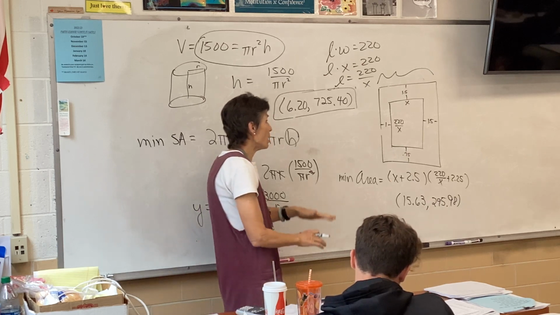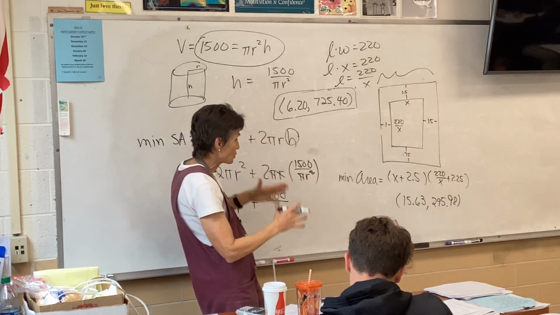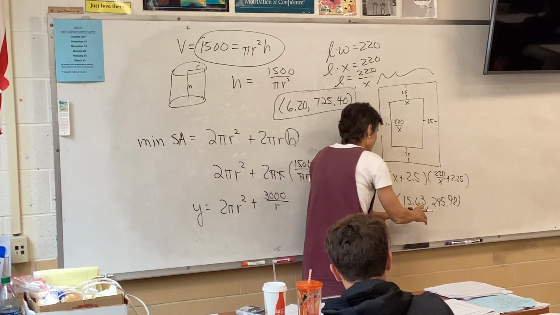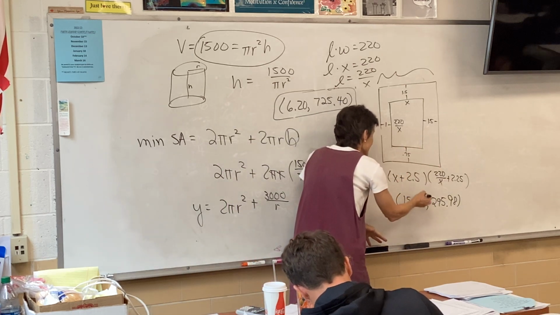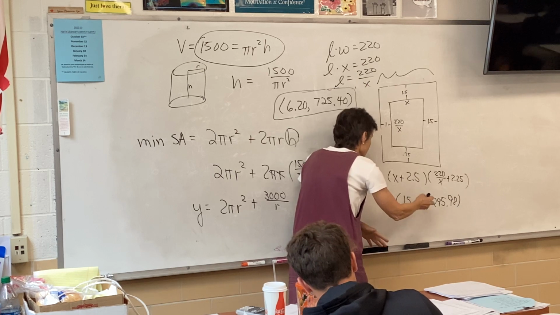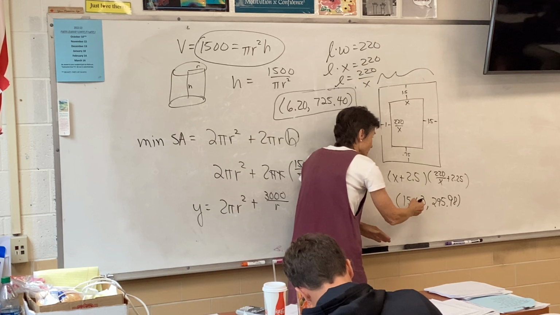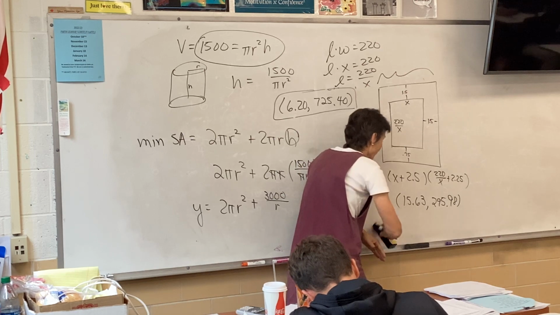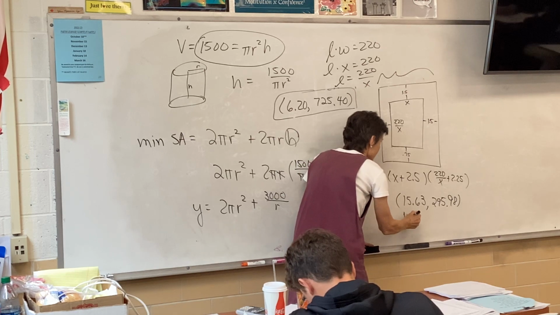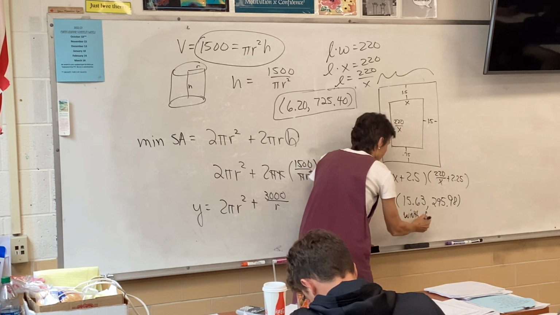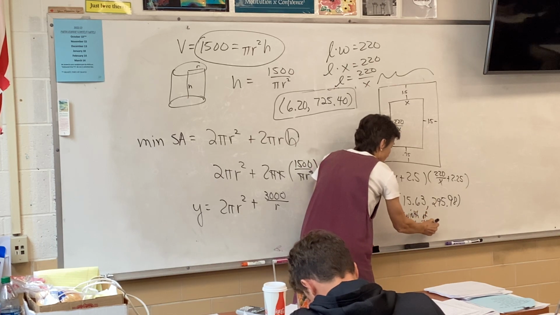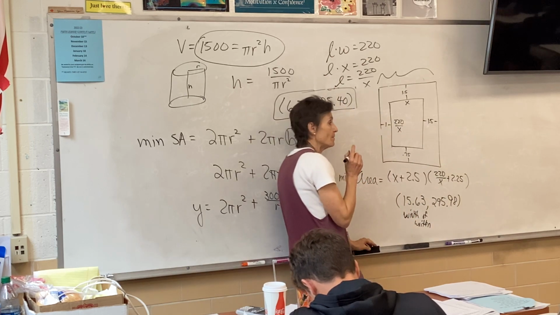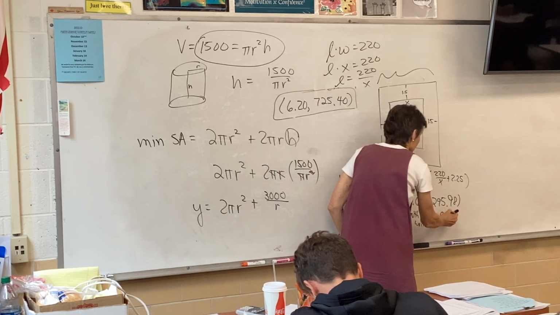So now I need to answer the question though. This is the minimum point. So what does this represent right here? 15.63, what's that? The side of the paper written. That's the width of the writing, right? So this is the width of the writing. What's the 295.98? Area. That's the area of the whole page.